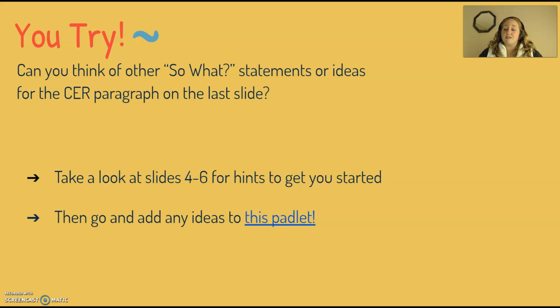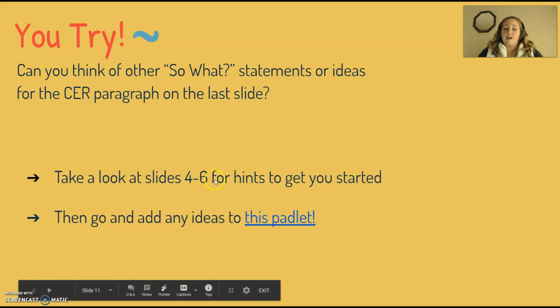Go back and look at slides 4 to 6 for hints, and then go add any ideas to the Padlet linked in the slideshow. Good luck, you guys, and happy writing.